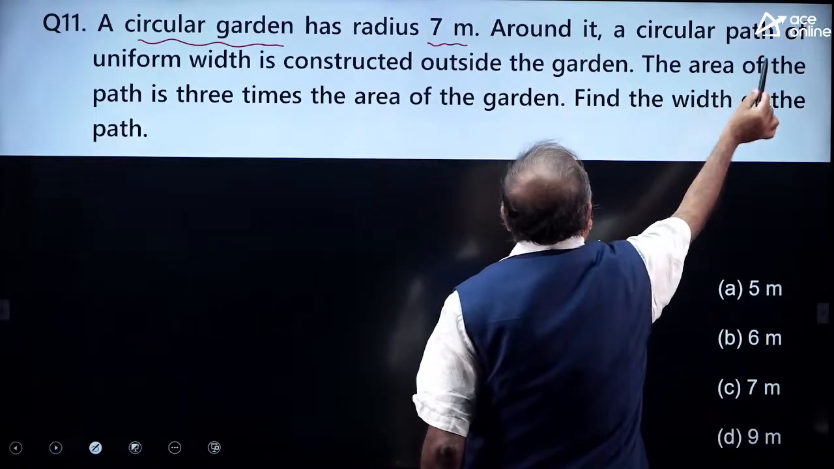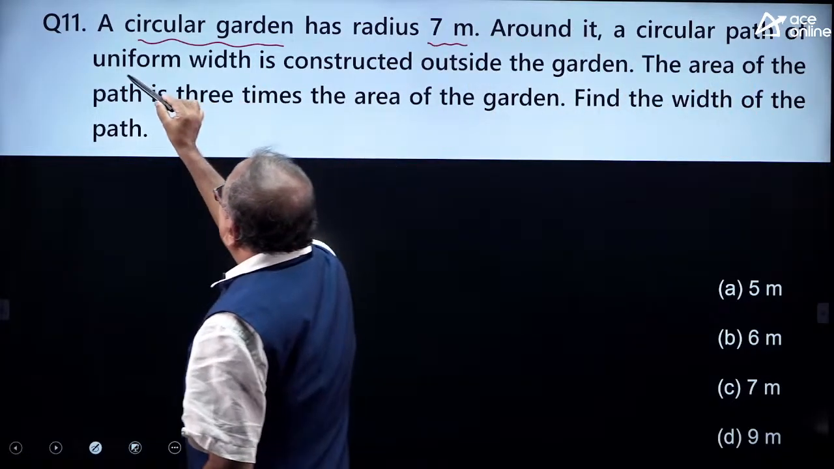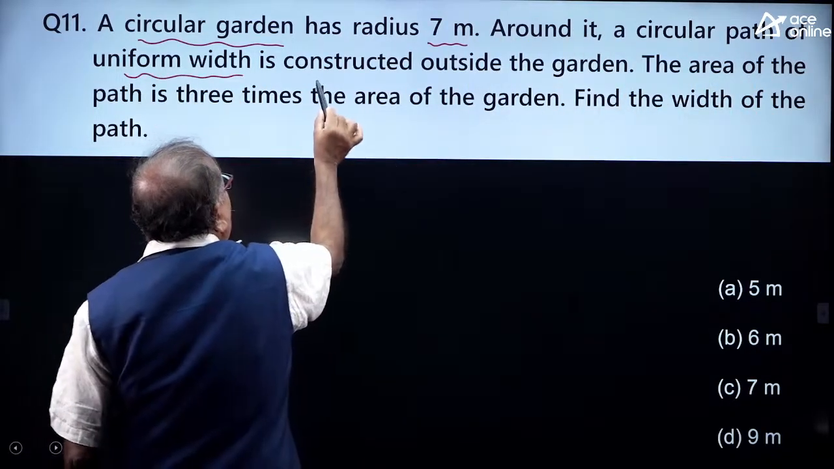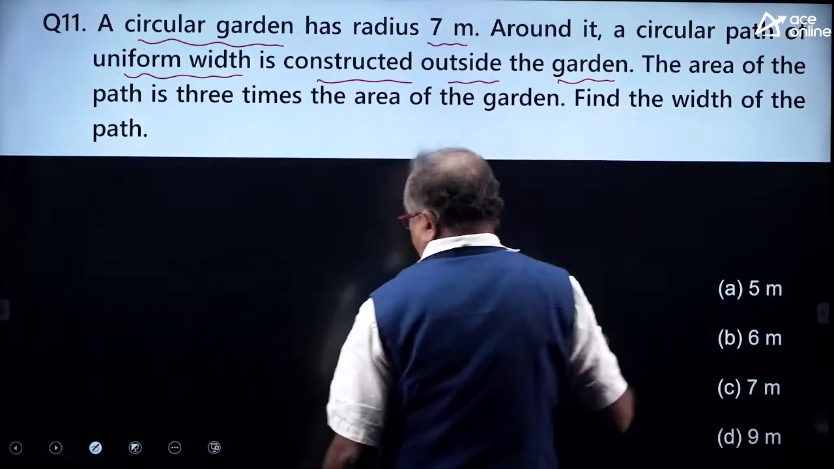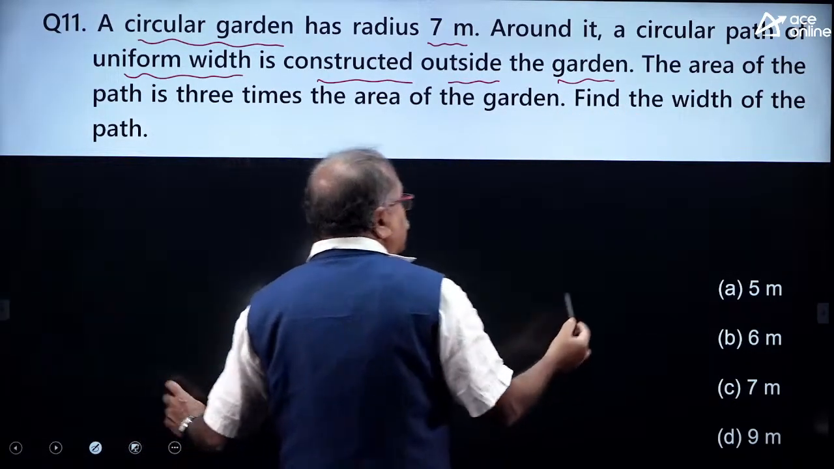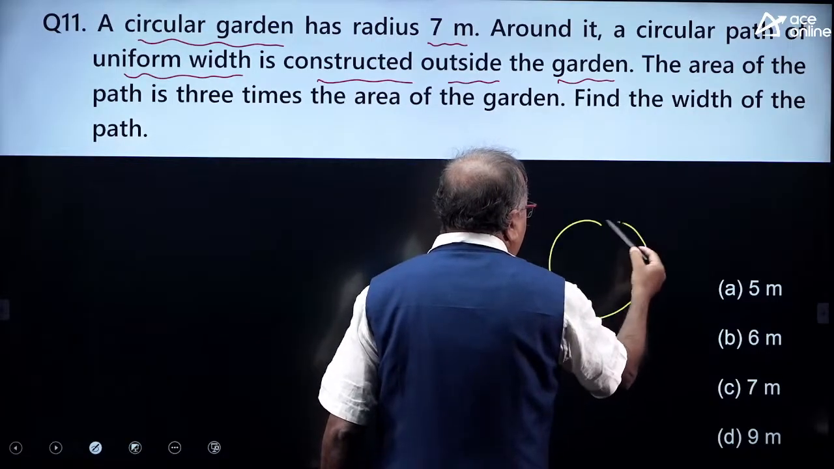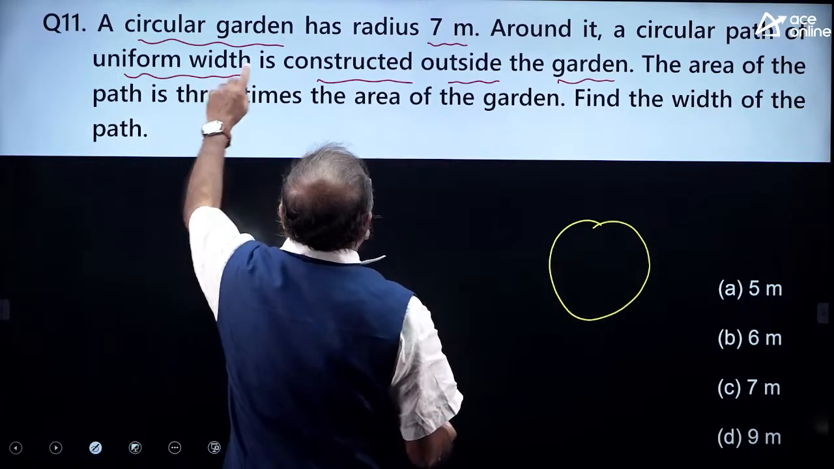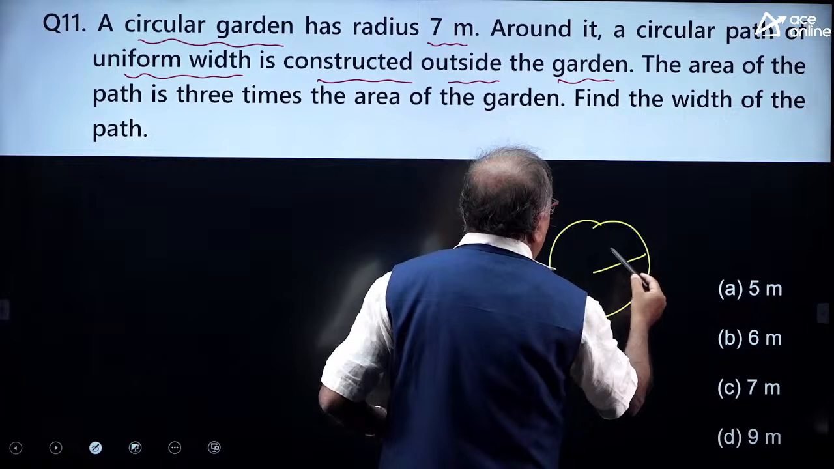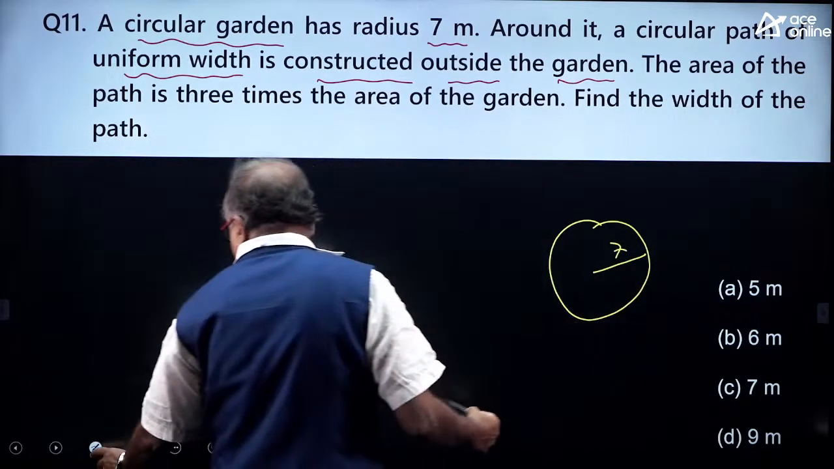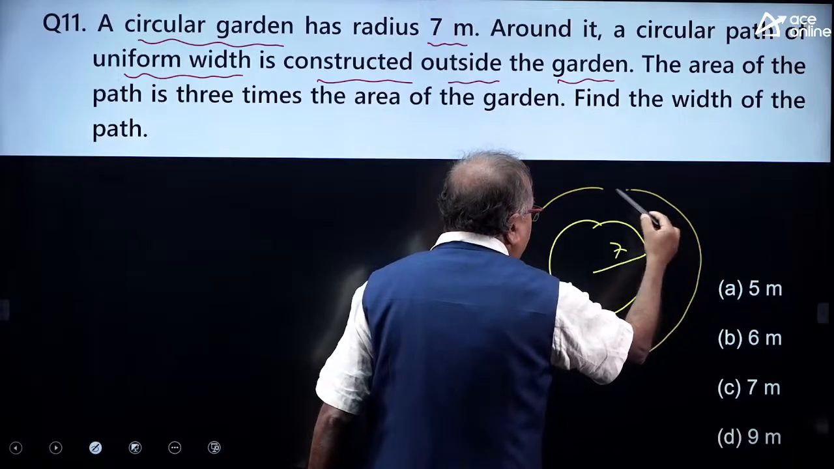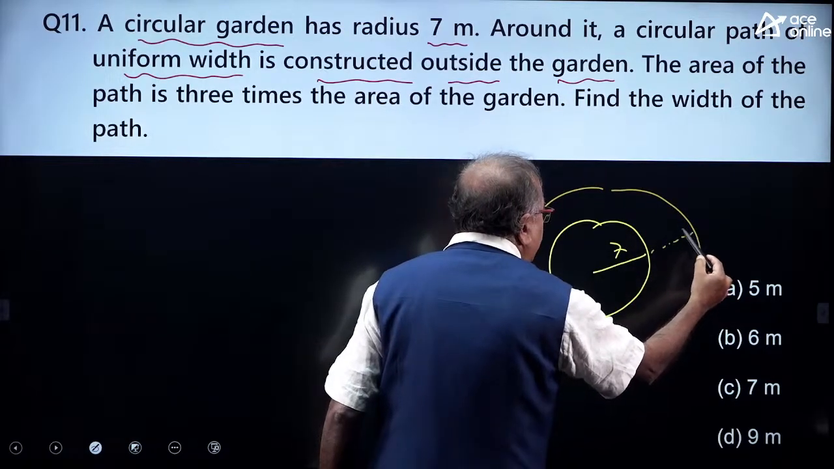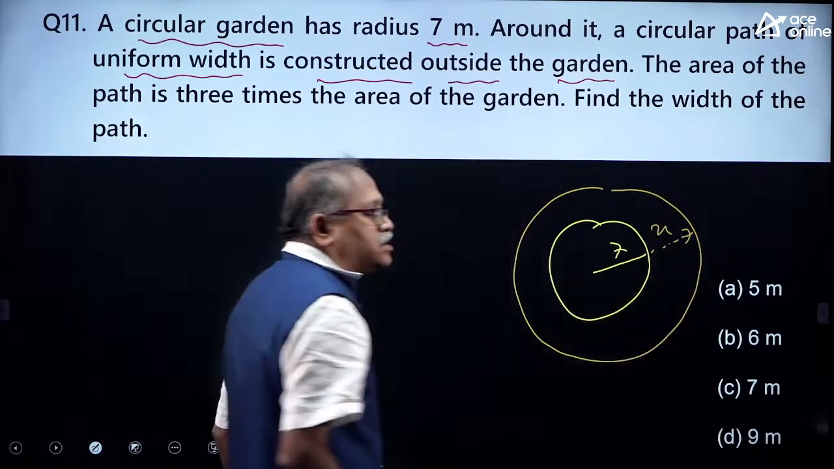Around it, a circular path of uniform width is constructed outside the garden. So, the question says something like this. This is the circular garden, and its radius is given as 7. A uniform path is built over here. I do not know what this part is, so let us consider this as x.